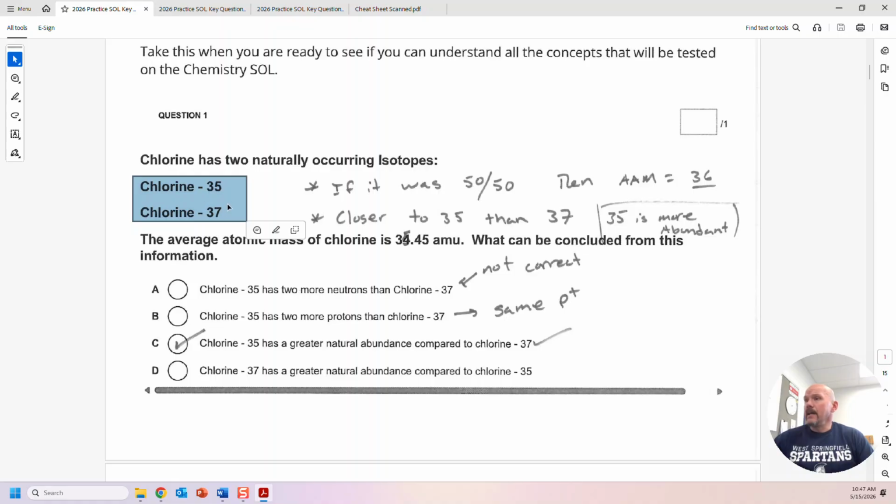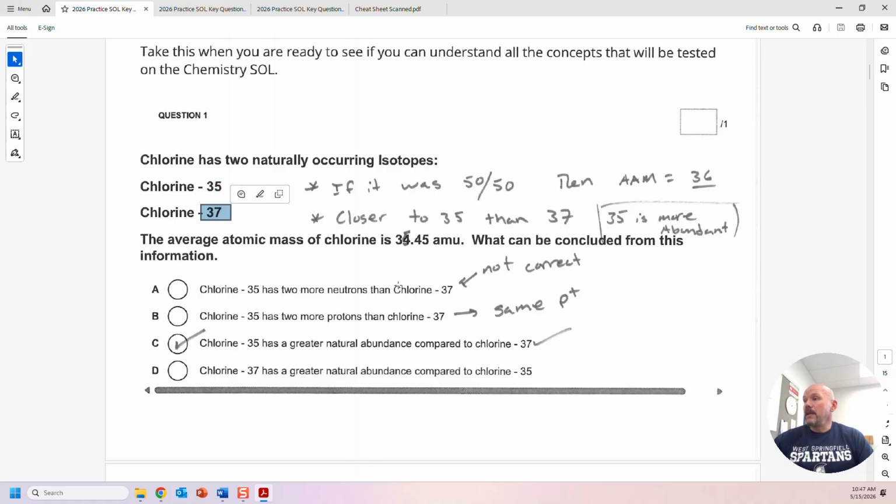It's kind of the same idea. If I have 2 isotopes and they were both 50-50, 50% abundant, then it would just be the average of these two numbers. It would be 36. So the closer this number, 35.45, is to one of these, that's going to be your more abundant one, right? 36 is right in the middle, 50-50. If I'm closer to 35, that means 35 is more abundant, right? And if I was closer to 37, then 37 is more abundant, okay?